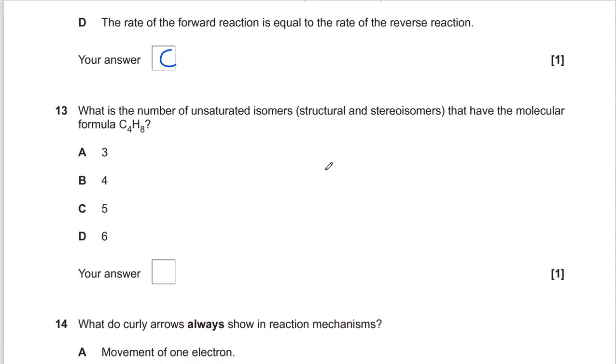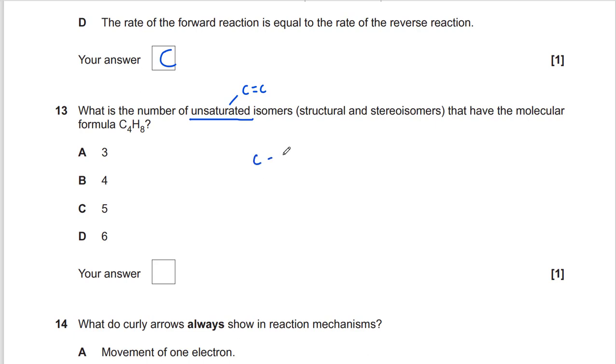The number of unsaturated isomers, structural and stereo, that have the molecular formula C4H8. Now, these questions can be complicated because, first of all, we have to unpack the word unsaturated. If something's unsaturated, it means it contains a carbon-carbon double bond. So C4H8, let's see what we can draw then.